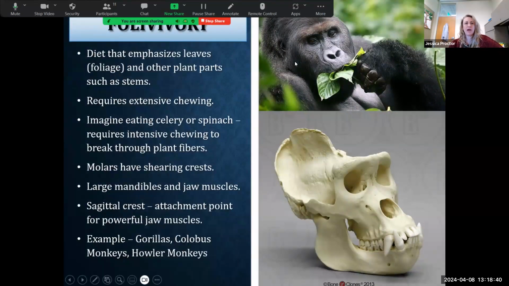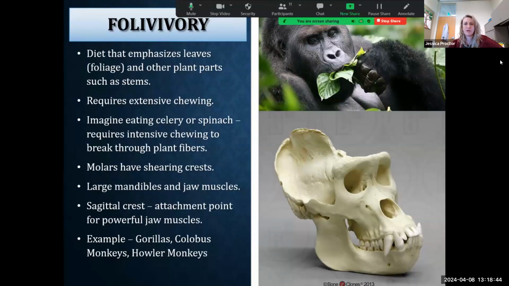All right, next type we're going to talk about is folivory. So folivory, think foliage, think vegetation. Folivores have a diet that emphasizes foliage or other plant parts such as stems. Generally, this diet, and this is sometimes surprising to students, is the diet that requires the most extensive chewing force and the strongest jaw muscles.